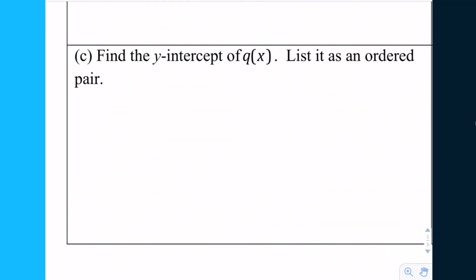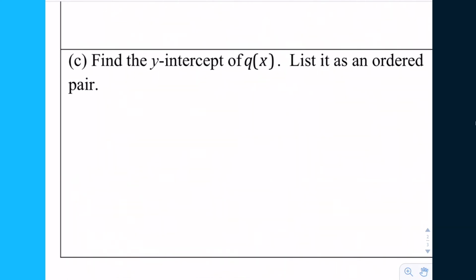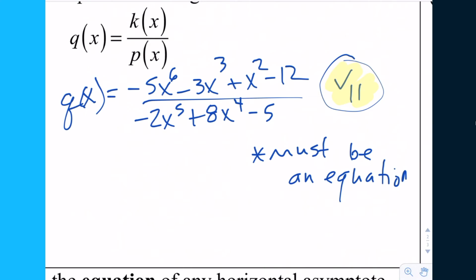All right, ABC comes next. Find the y-intercept listed as an ordered pair. I'm not going to keep writing the instructions to show the work that leads to your answer or show your analysis. What should we get in the habit of writing though each and every time? How do we find y-intercepts of any function? Q of 0. Good. Now when you come back up here, it's easy in expanded form because it's just constant over constant. So negative 12, negative fifths.